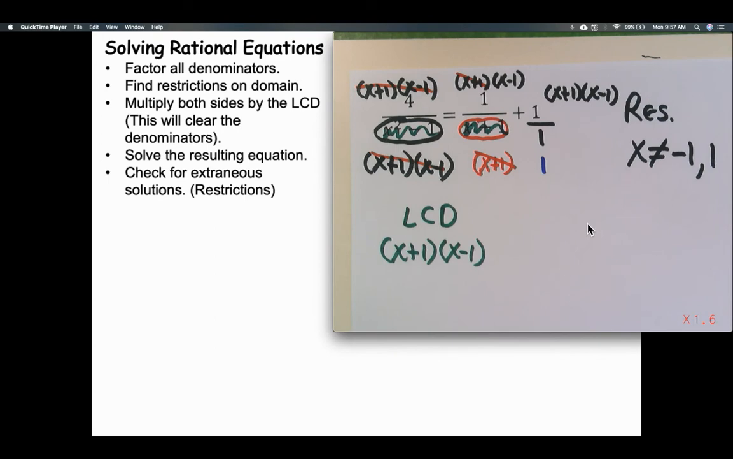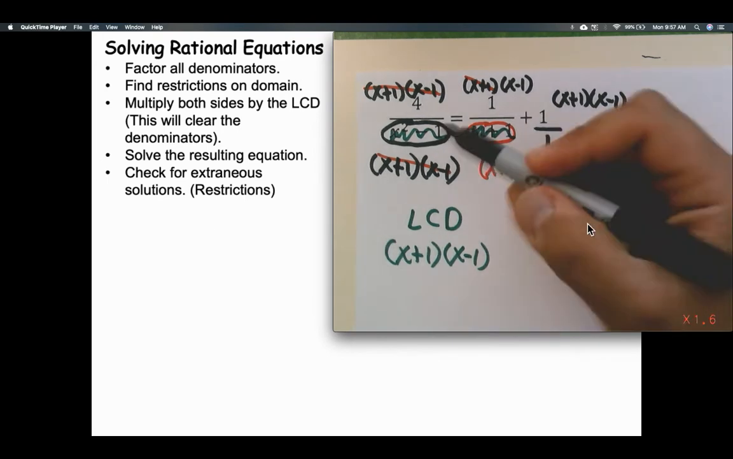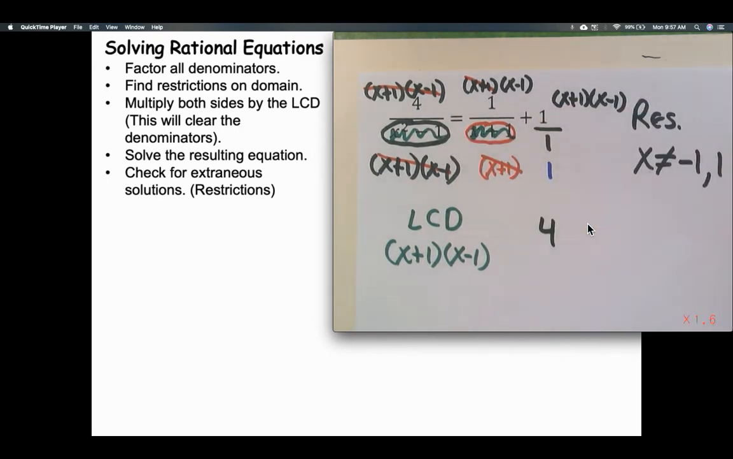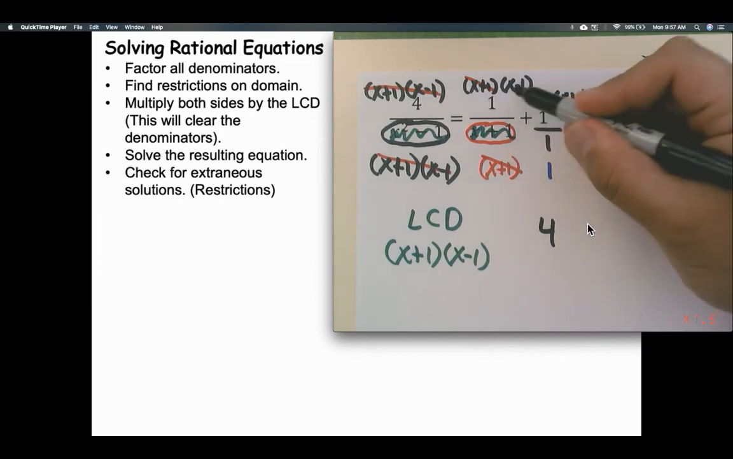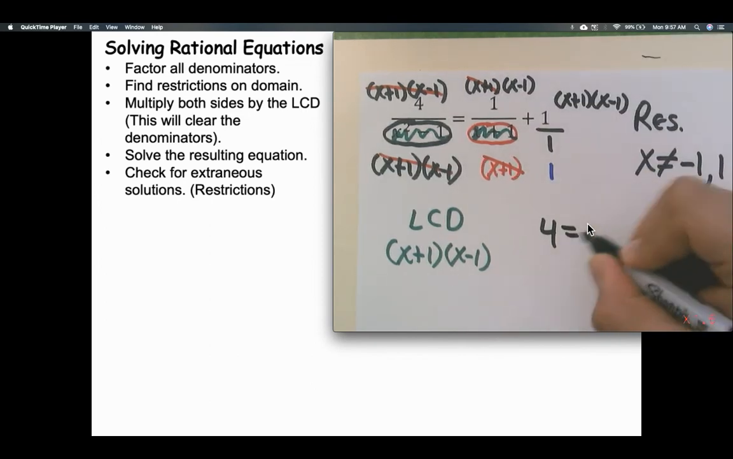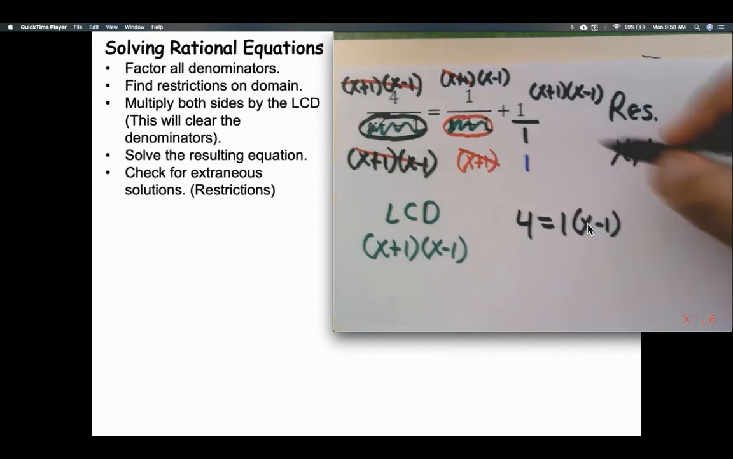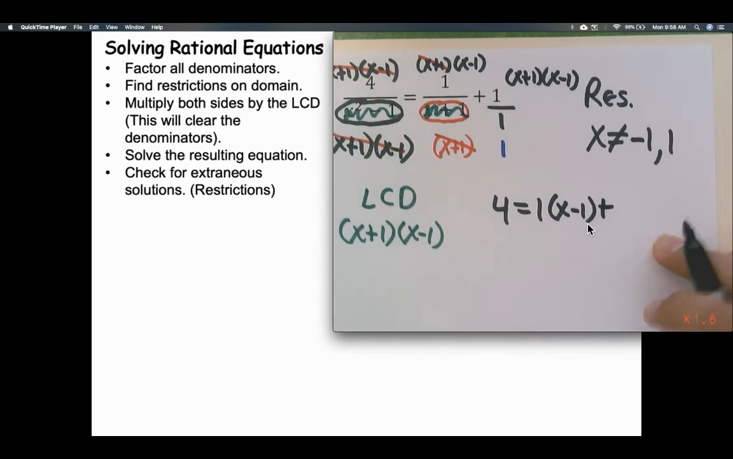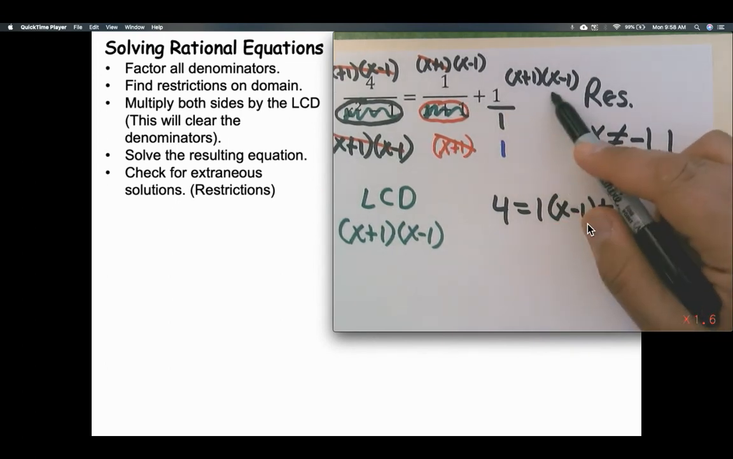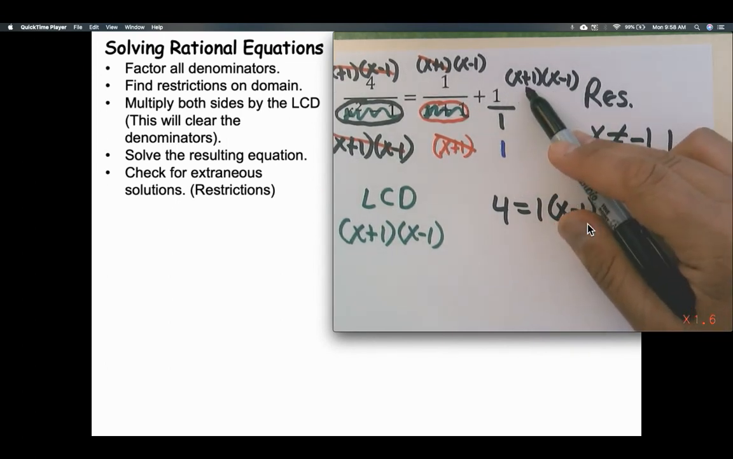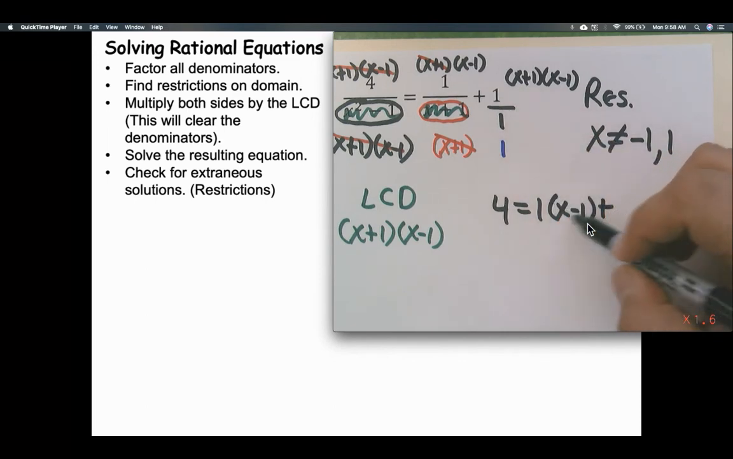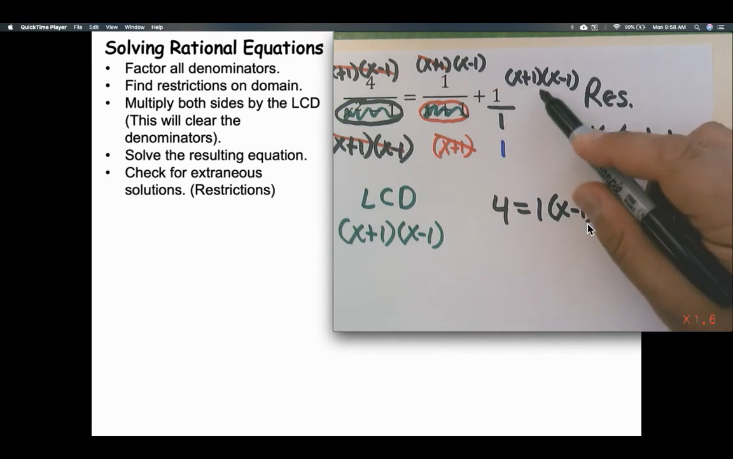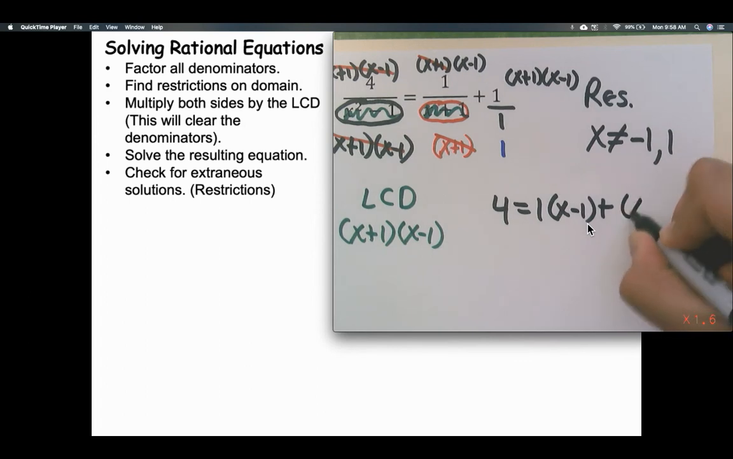Alrighty, so my leftovers, I have a 4, so I got a 4. I got those cancel off, so I got equals 1 times x minus 1. And then I got plus 1 times these two, but keep in mind 1 times anything is the same thing. I didn't even have to necessarily write the 1 right there either. But I got my x plus 1 and x minus 1.